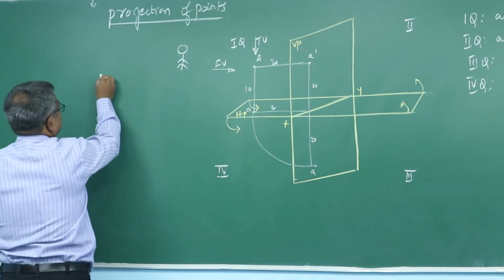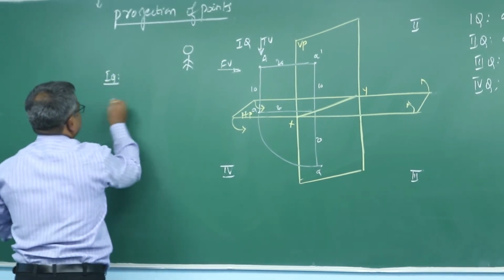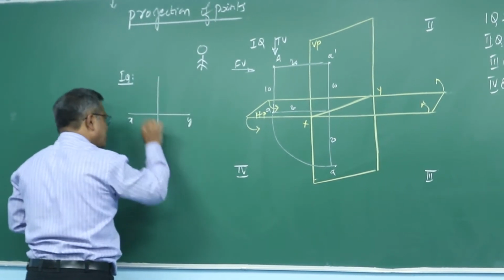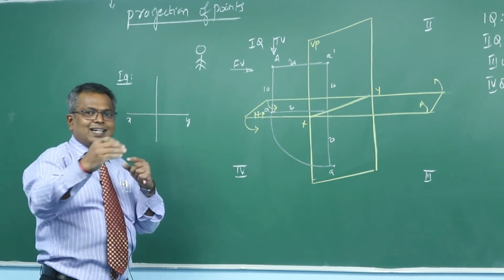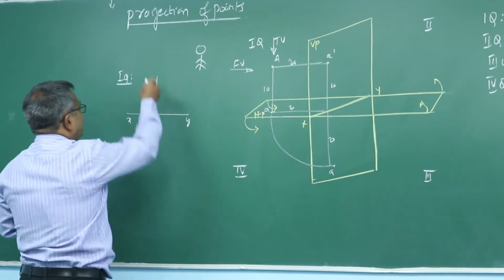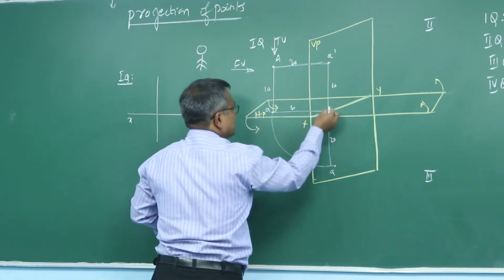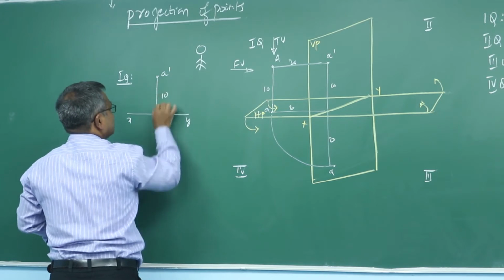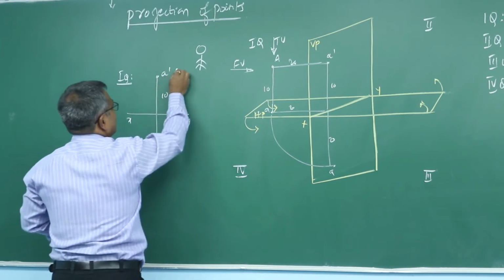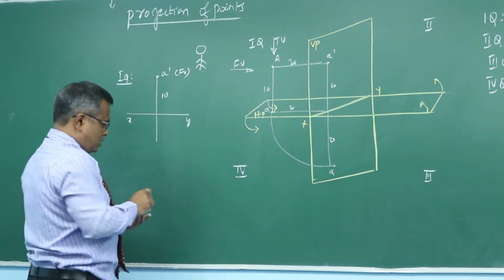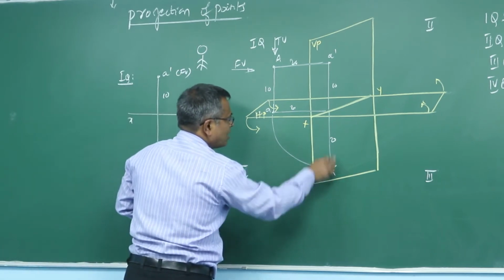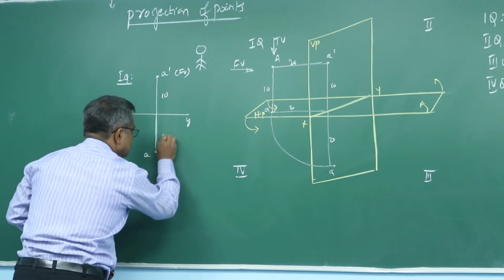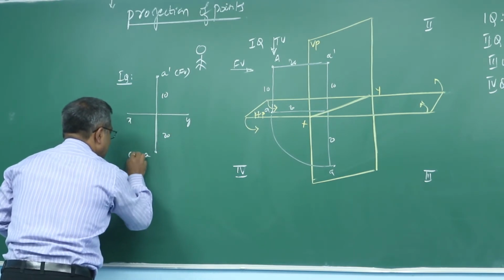That means, observe here, in case of first quadrant, this is an XY line drawn with medium pressure. Draw a very thin projector on this XY, where it intersects the XY at exactly 90 degrees. On this vertical projector, mark A dash, the front view, at a distance of 10 millimeter above the XY line. And mark A, the top view of the point, at a distance of 20 millimeter below the XY line.